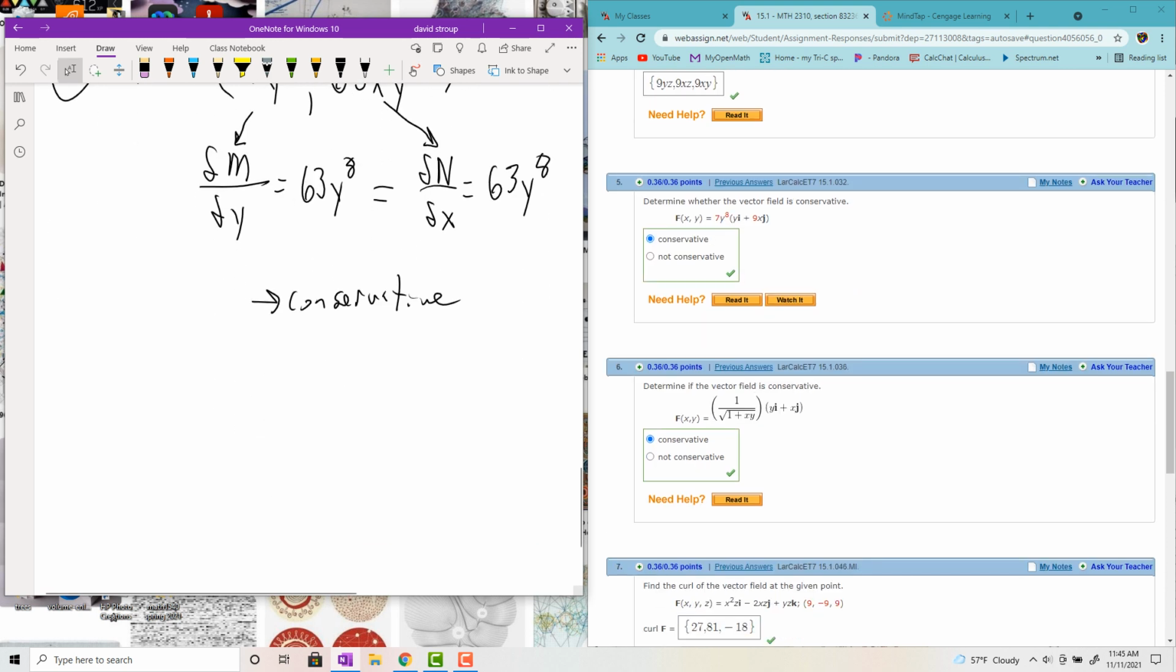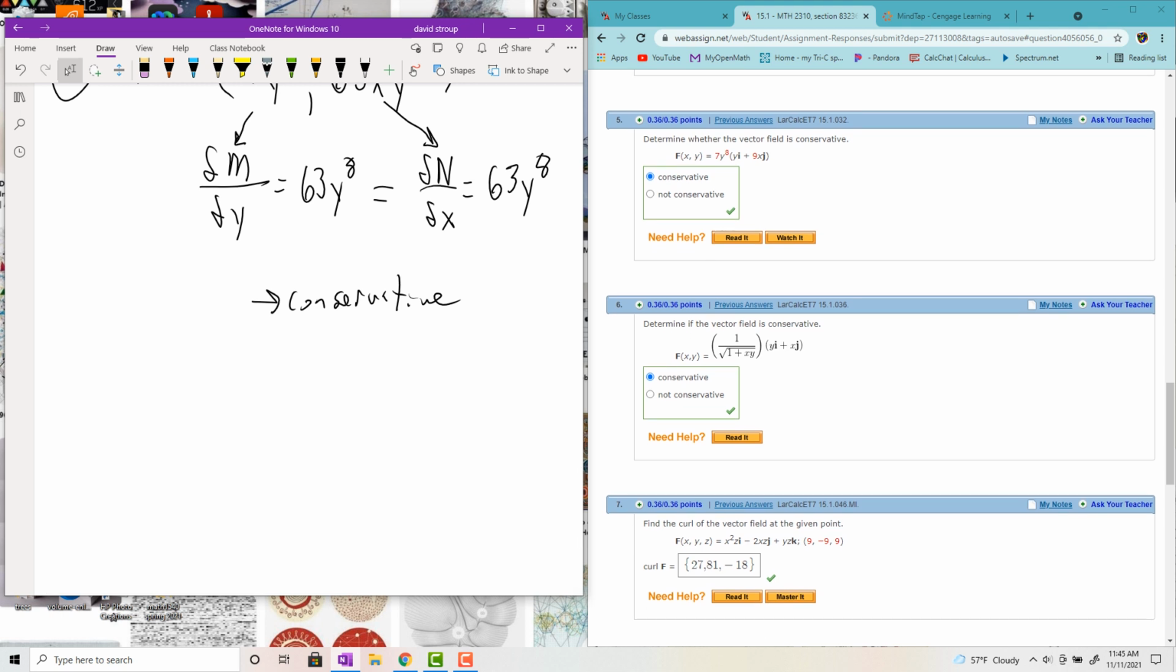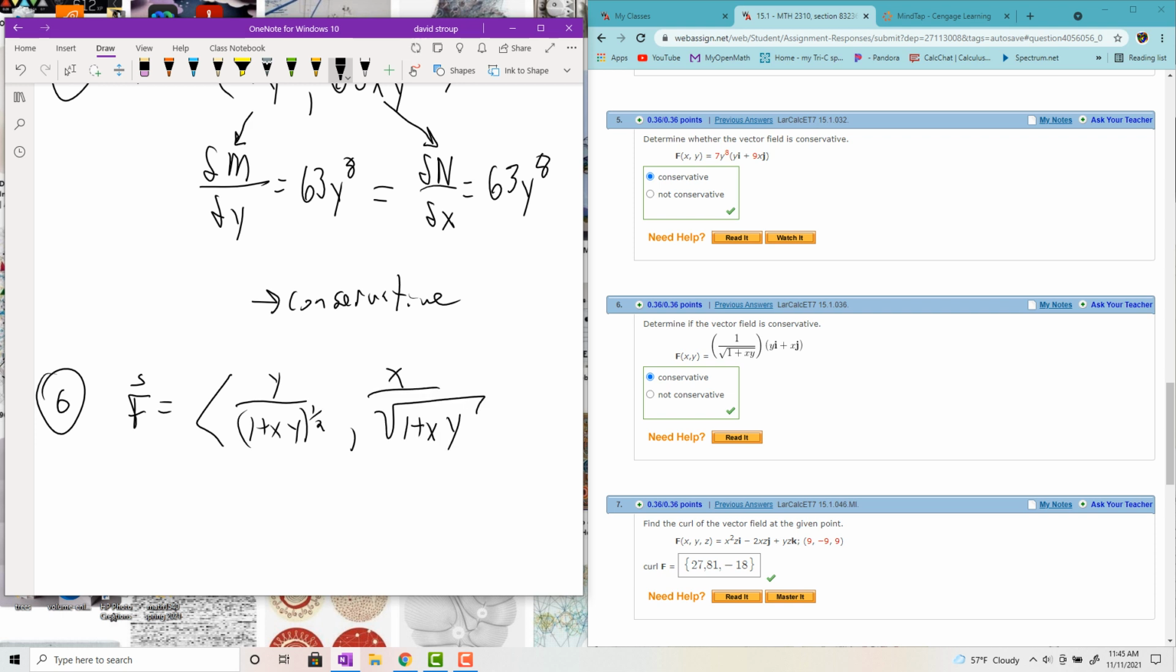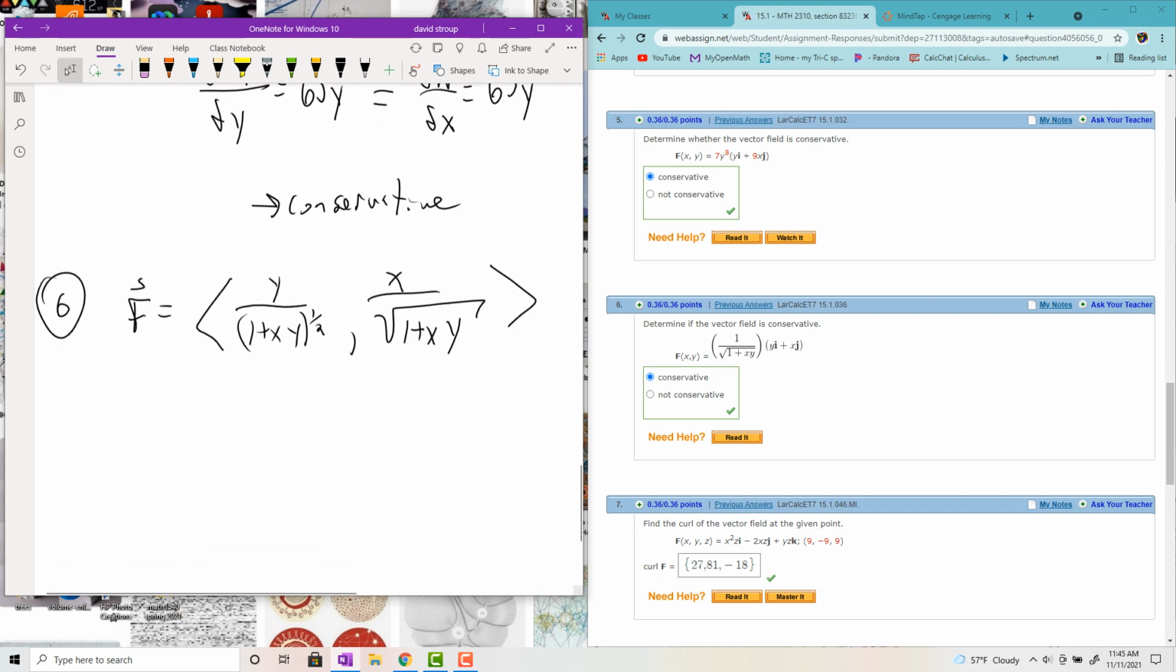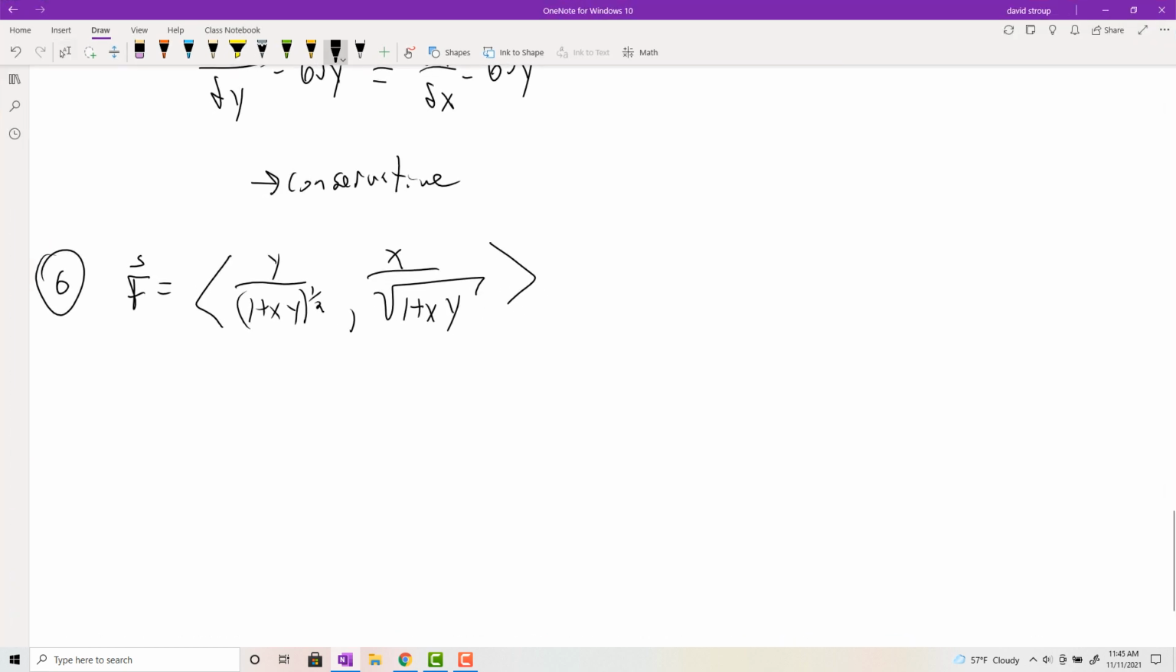So another one, this one's just more complicated. Determine if, do you know how to take a derivative with respect to x and with respect to y? That's basically all it's asking. We can look at it. So I have y over (1 plus xy) to the 1/2, comma x over the square root of 1 plus xy, same thing, or parentheses to the 1/2. Now the first guy, again, is supposedly the derivative of something with respect to x, so we want to take its derivative with respect to y.